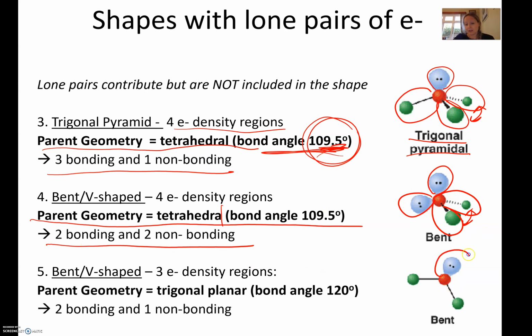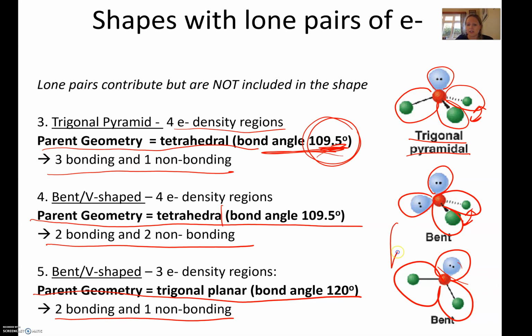The last shape here has got 3 electron density regions, which means it is derived from the trigonal planar parent geometry with a bond angle of 120, okay? These lone pairs repel just like the bonding, but they don't get included in the shape, and therefore 2 bonding and 1 non-bonding, and we describe this as being bent.